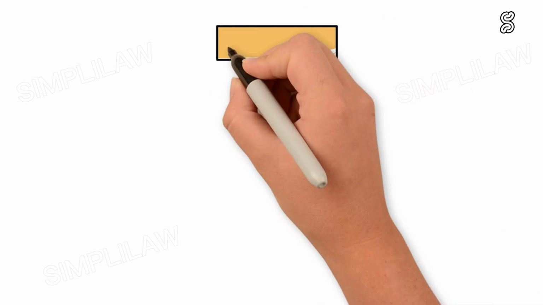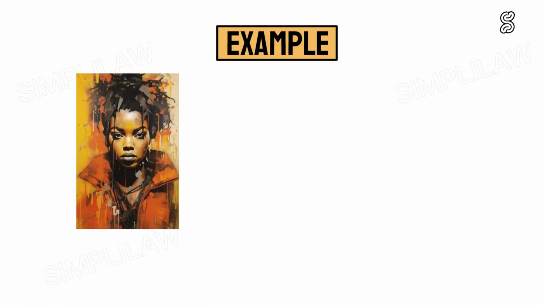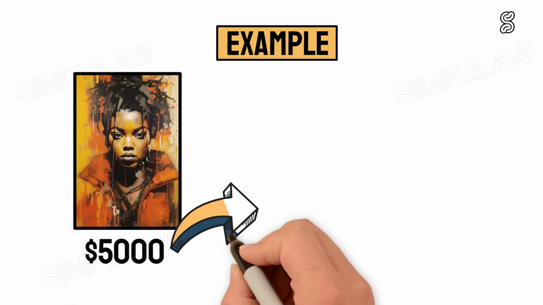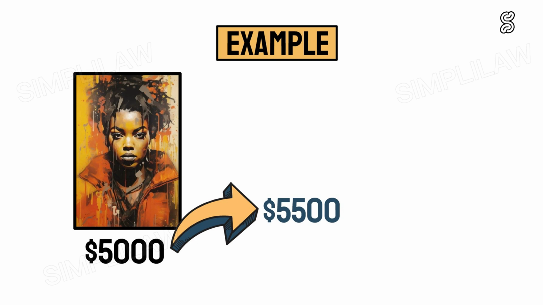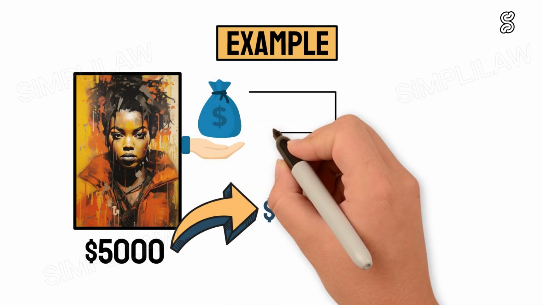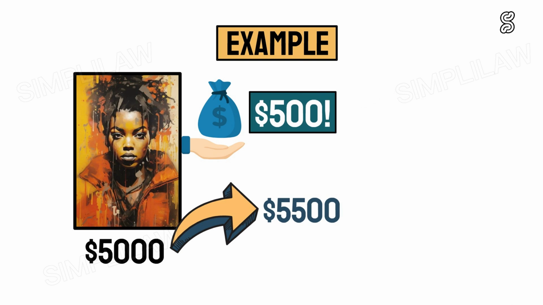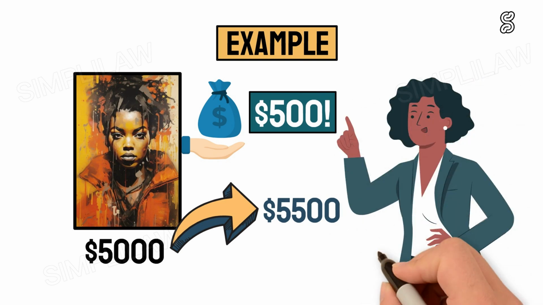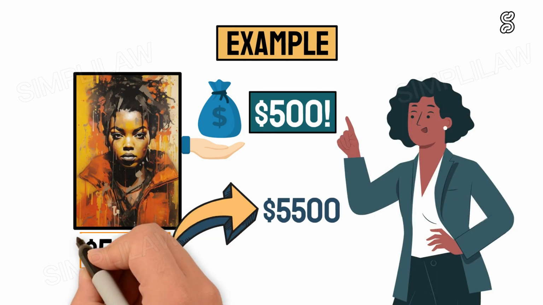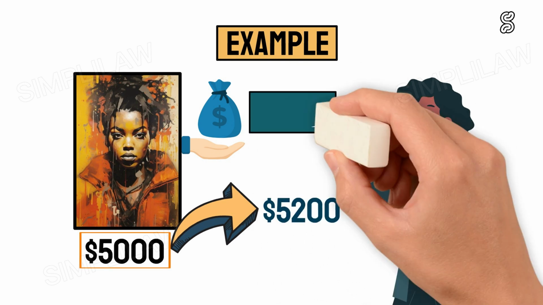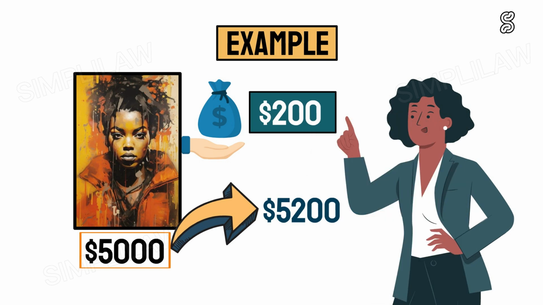Let's bring it to life with an example. Say I bought a stunning Lauryn Hill painting for $5,000 and sold it months later for $5,500. Well, hot diggity dog, I made a tidy profit of $500. But what if I bought the painting for $5,000 and sold it for $5,200? My capital gain would be a modest $200 this time around.